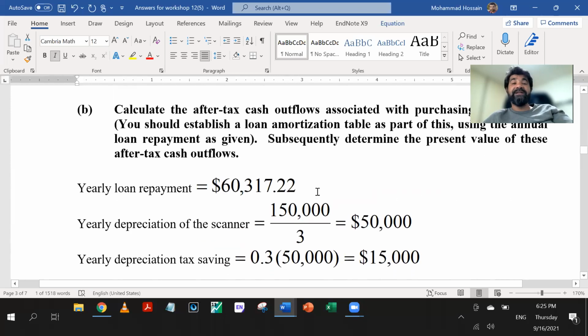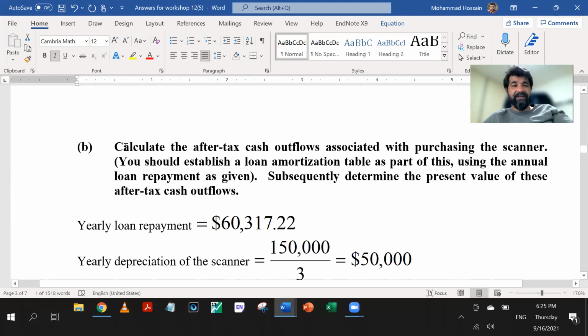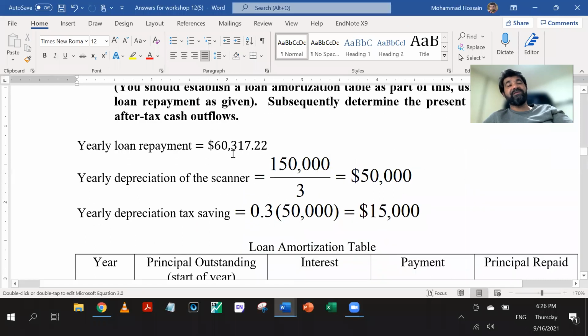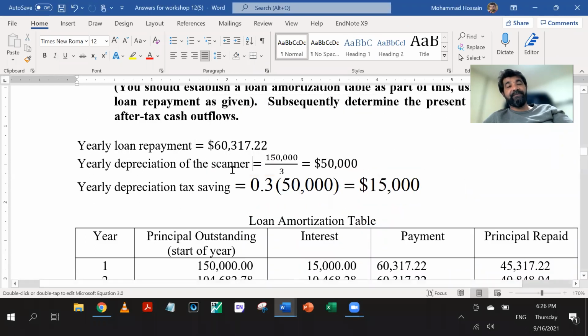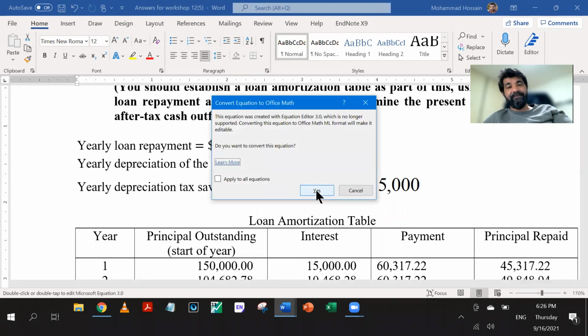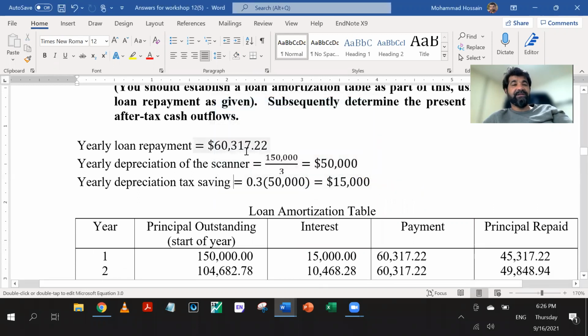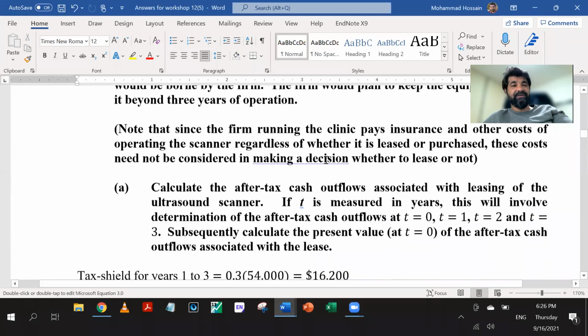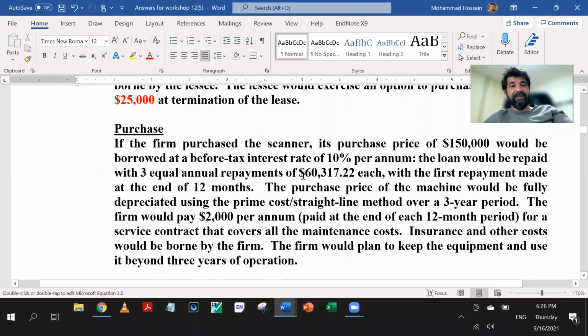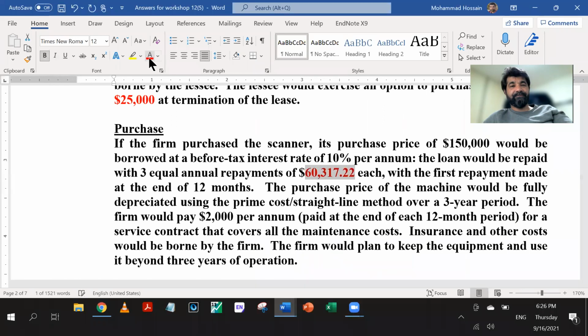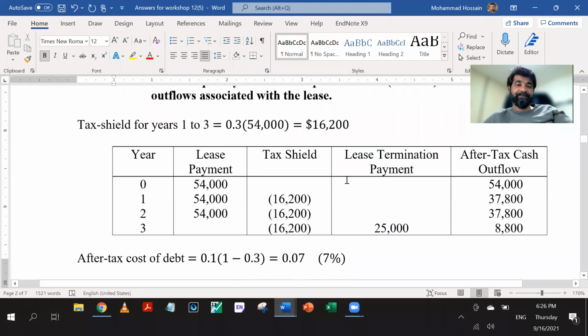Now, if you go to purchase it, I think that's what they're going to say here. Calculate the after-tax cash outflow associated with purchasing this scanner. What about if you purchase this thing? They said already that you have to pay 60,000, and every year goes the repayment, which is 60,317.22.